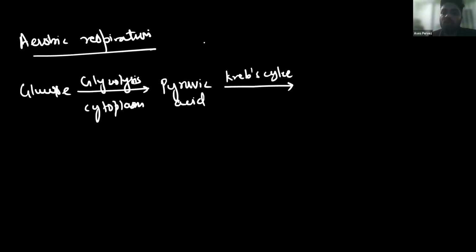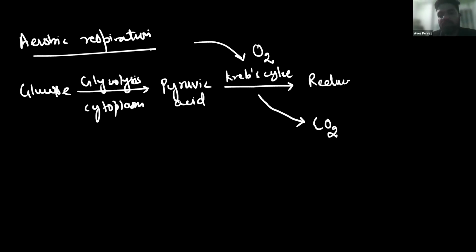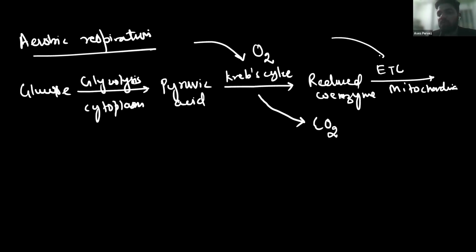In this Krebs cycle, oxygen is required. The product that we get here is 3 molecules of carbon dioxide, which is released. And what we get at the end is reduced coenzyme. The last, third step is the electron transport chain. This also occurs in mitochondria, and these steps also require oxygen. Water is released, and the end product we get is energy.